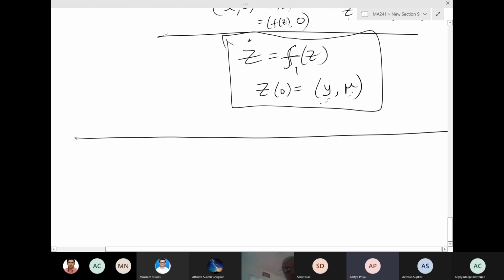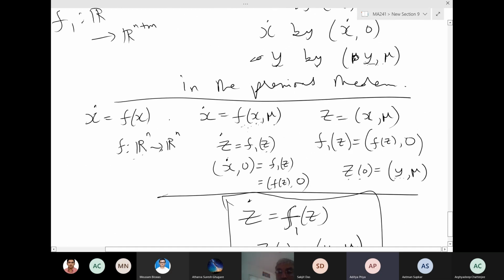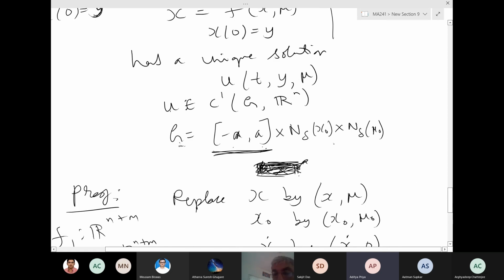Sir, our initial claim was that the solution is C1 on A cross A multiplied by delta by 2, x naught. We proved that the derivative exists, but the first question is how do we know it is continuous? And the second question is, if we know that after fixing t the total derivative exists, how do we know that without fixing t the total derivative also exists? No, we don't know.